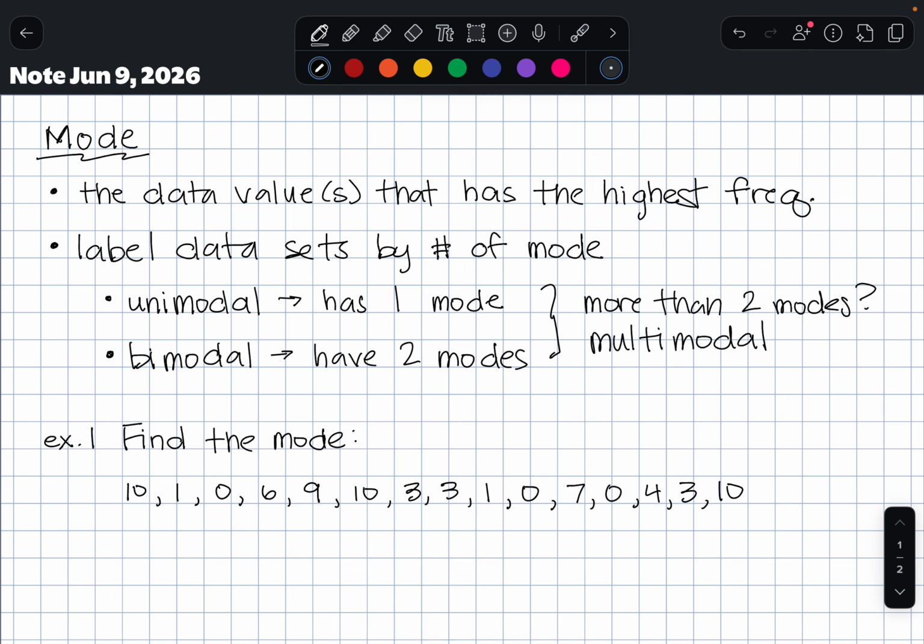And again, in this class, most of the data we're looking at almost exclusively uses unimodal graphs when we make inference in the second half of this course. Some graphs and common distributions are also bimodal. So we should be able to label them. We're going to go ahead and find the mode really quick.